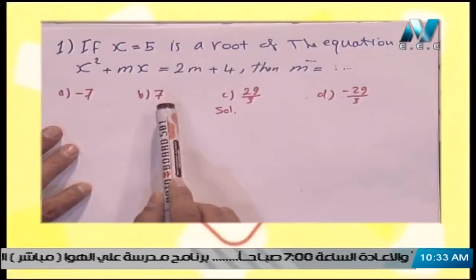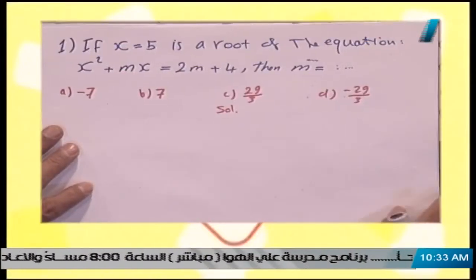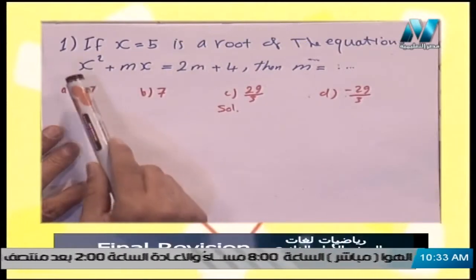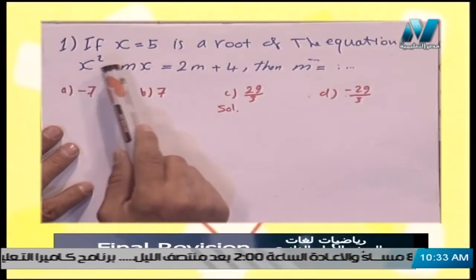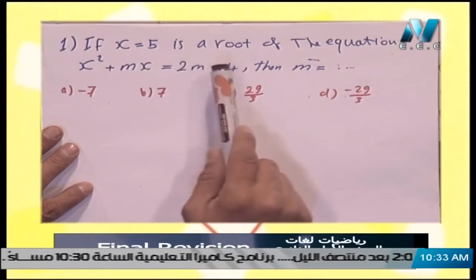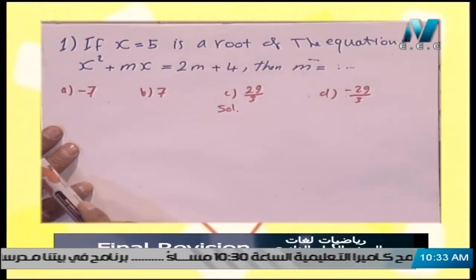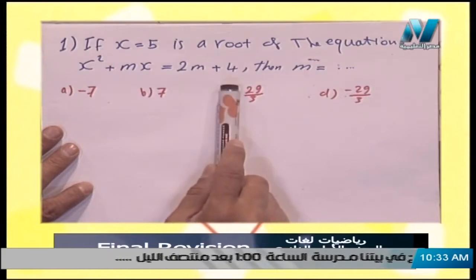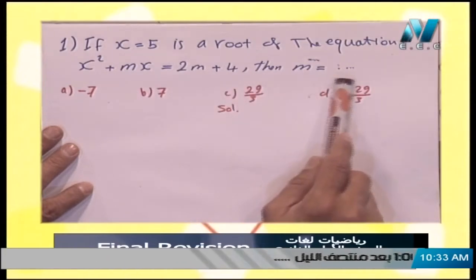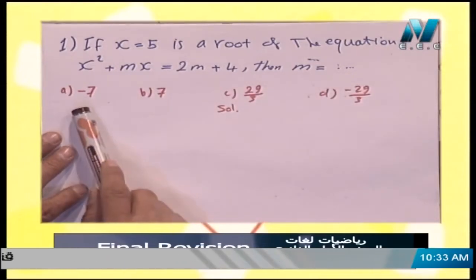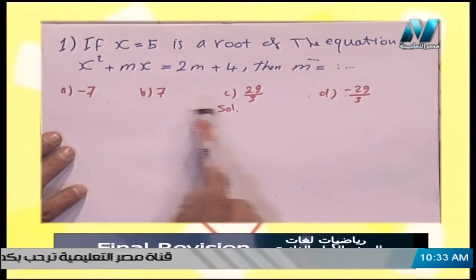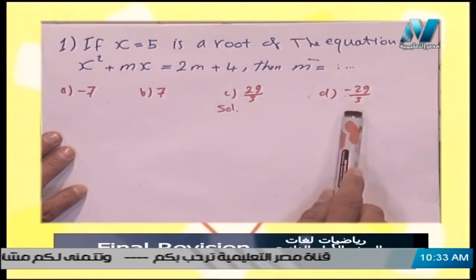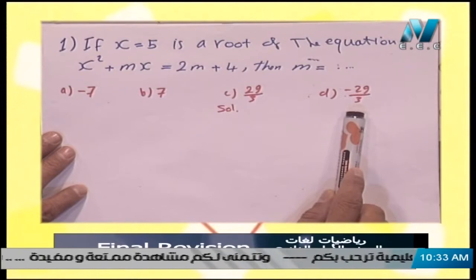We have here a question. Yes, look at the question here, please. The first question for you: if x equals 5 is a root of the equation x power 2 plus mx equals 2m plus 4, then m equals what? Is it negative 7, 29 over 3, or negative 29 over 3?